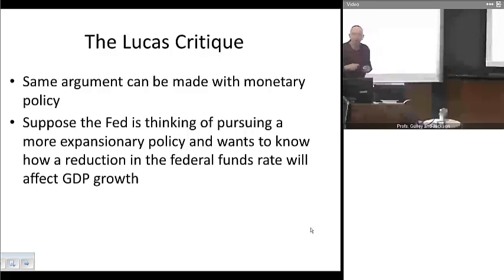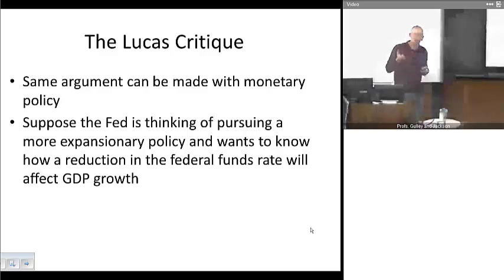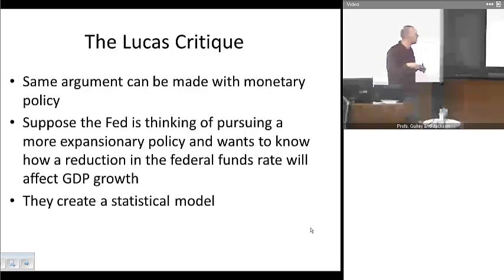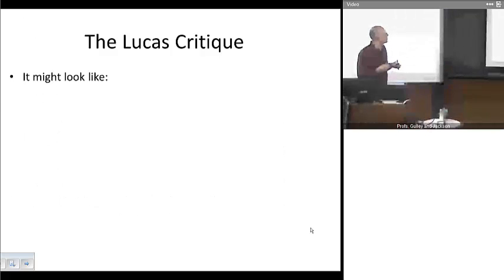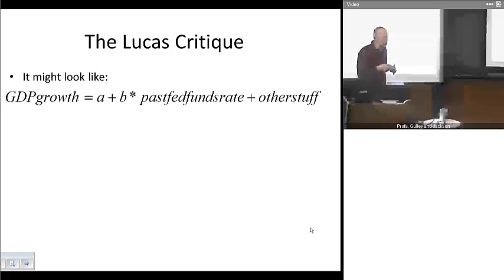We can also make an argument in terms of monetary policy. So suppose the Fed is thinking of pursuing an expansionary policy. And so they want to think, well, gosh, how does a reduction in, for example, the federal funds rate affect GDP growth? So they would create, just like before with the tax rate example, a statistical model. And let's suppose that this model might look something like this. So they would correlate GDP growth with, say, past changes in the federal funds rate, along with other things, because we know, of course, that many things affect GDP growth. But again, for the sake of argument, let's just ignore the other stuff, at least for right now, and just focus in on the past federal funds rate.